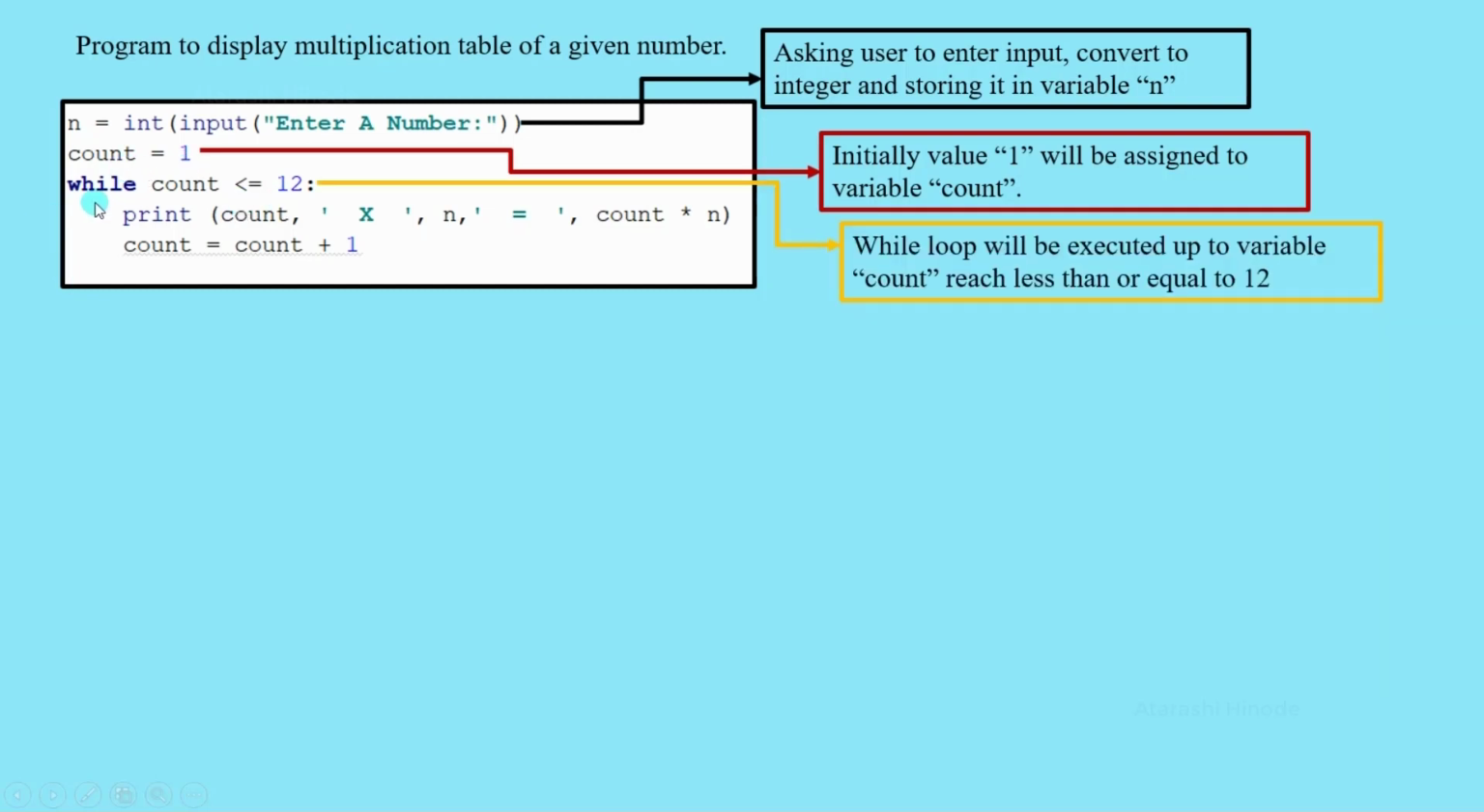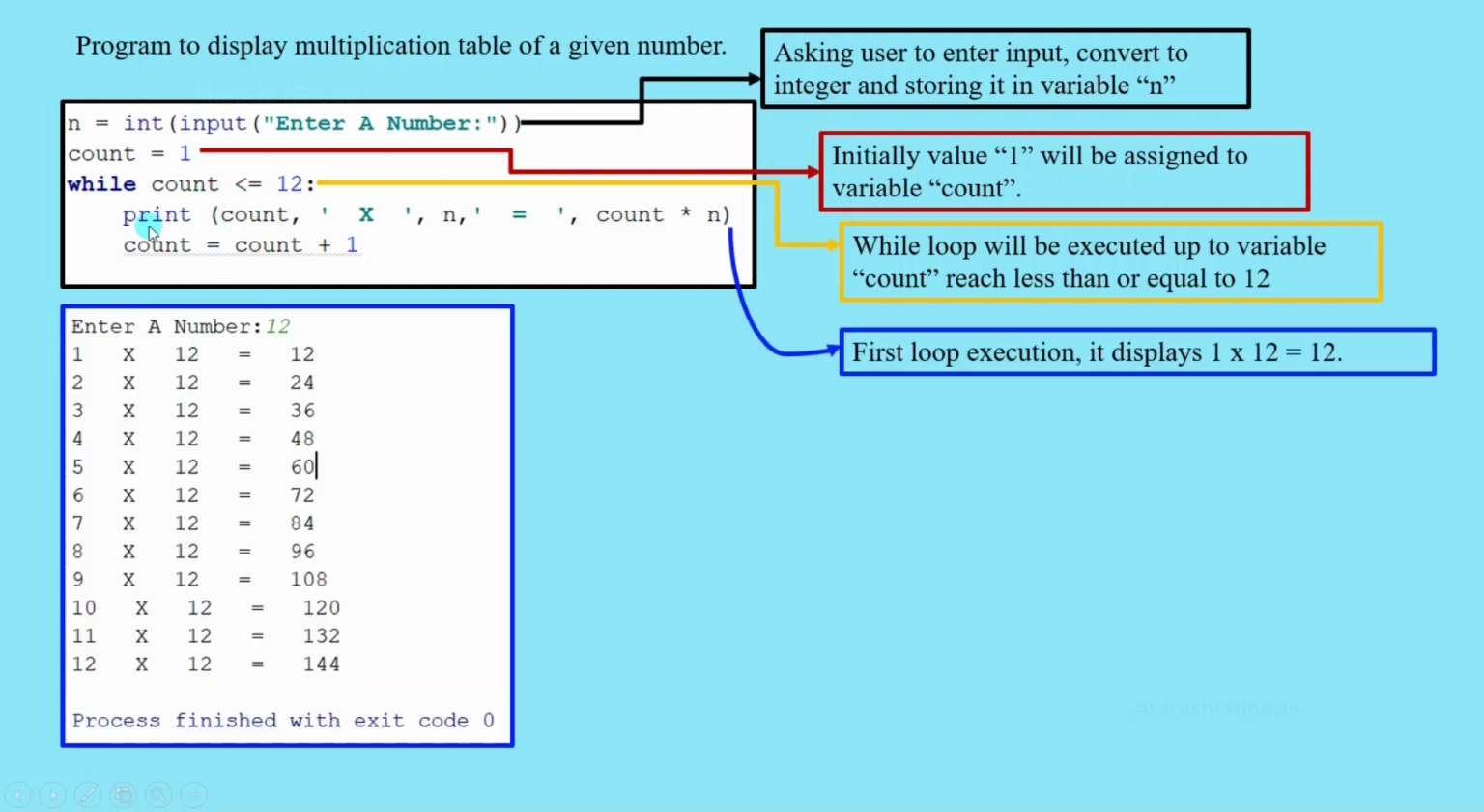Now it will execute the while statement, that is while count less than or equal to 12. Here the Python engine will check the value of count, that is 1 less than or equal to 12, and since the condition is satisfied, the Python engine will execute the statements that come inside the while loop. So here Python will execute the first statement inside the loop, that is print count. The value of count here is 1.